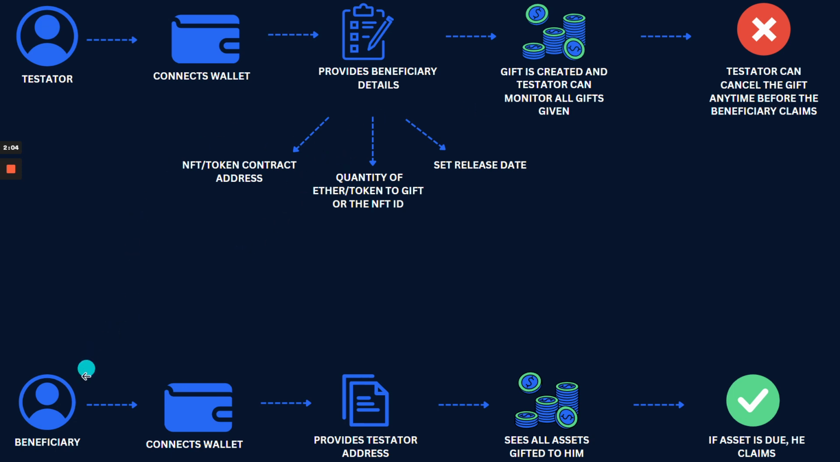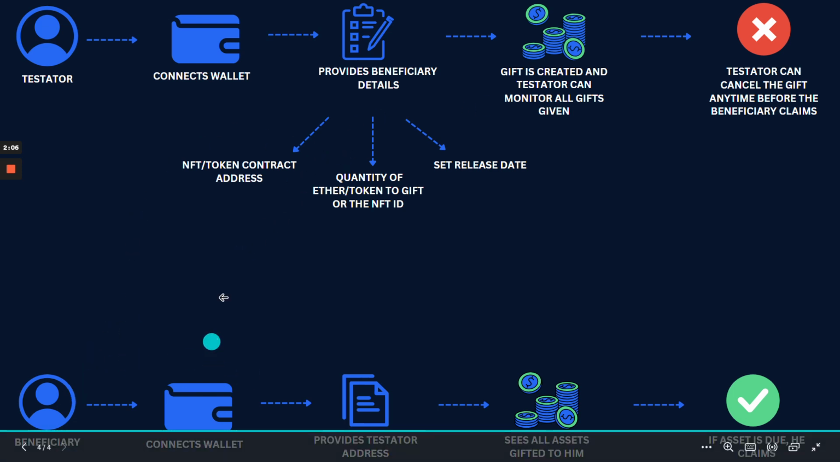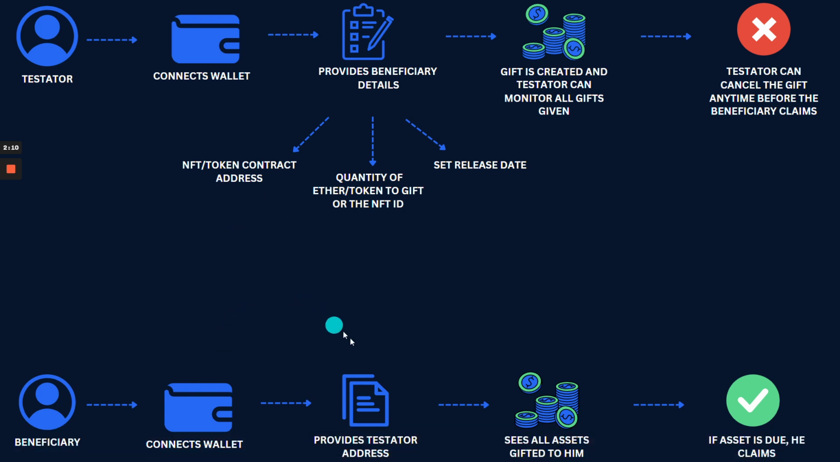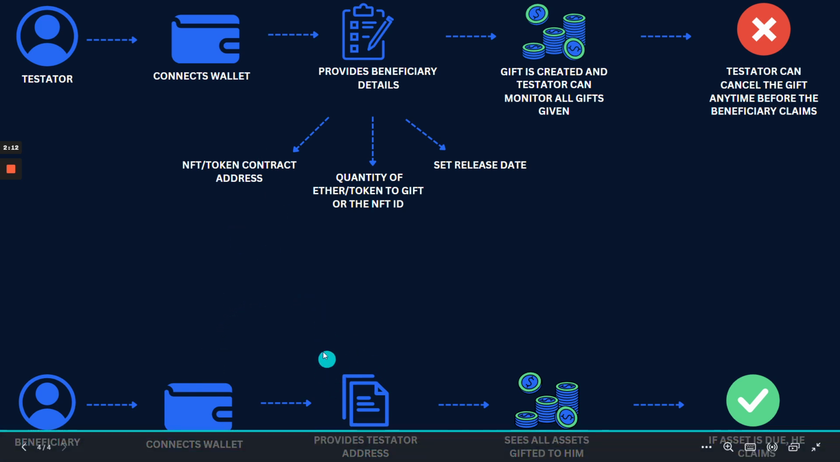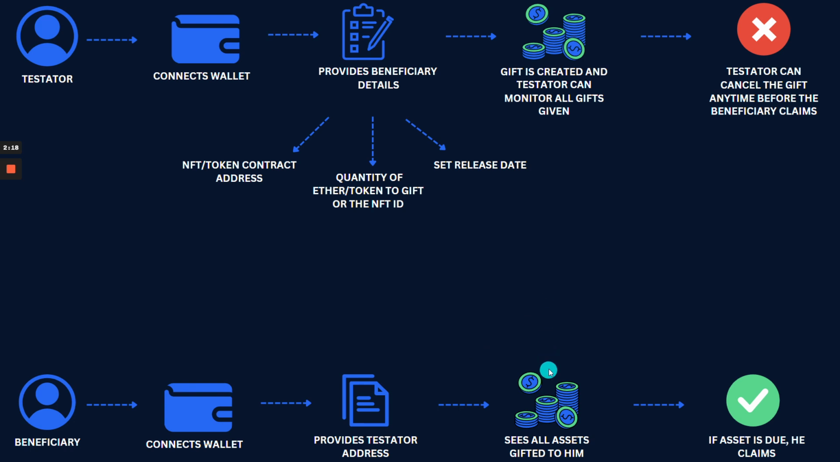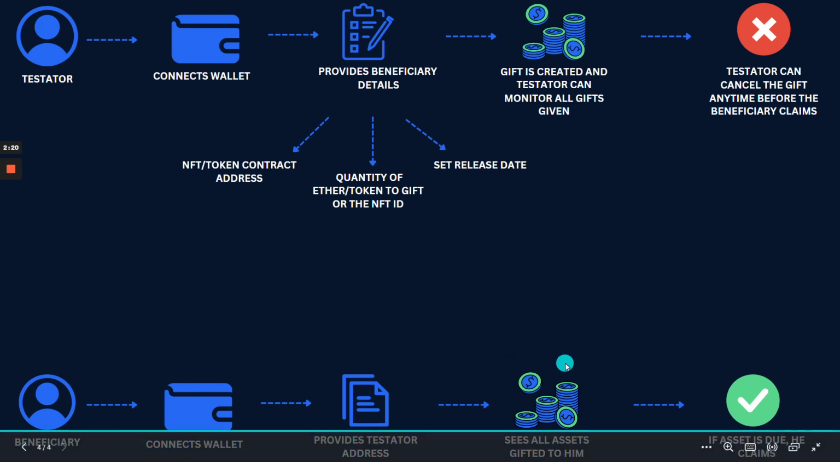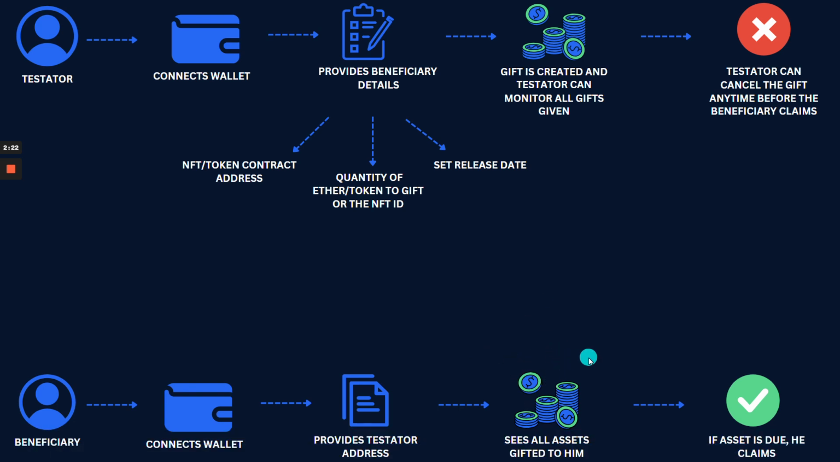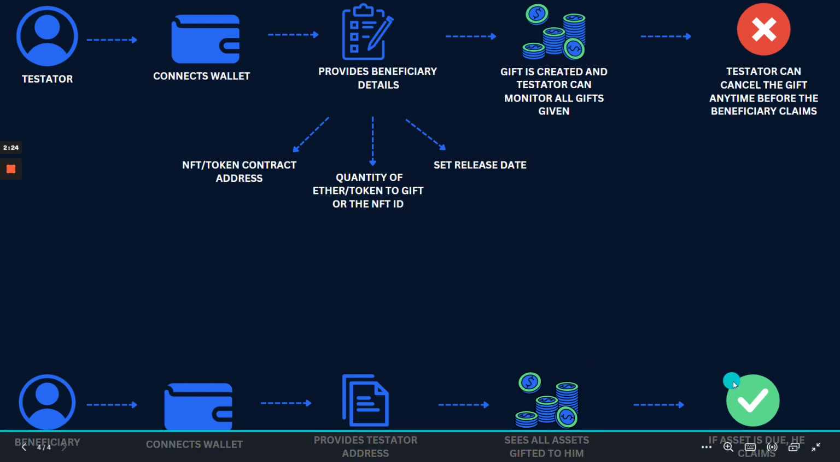So for a beneficiary, you essentially first come and connect your wallet, and after connecting your wallet you provide the testator address. That's the address of the testator whose gifts you want to claim. And then you can also monitor and see the gifts you've been given by the testator. And then if any of the gifts is due, you can go ahead and claim that gift.